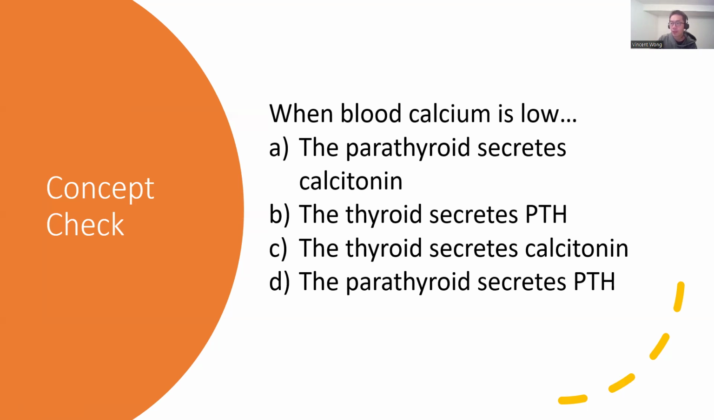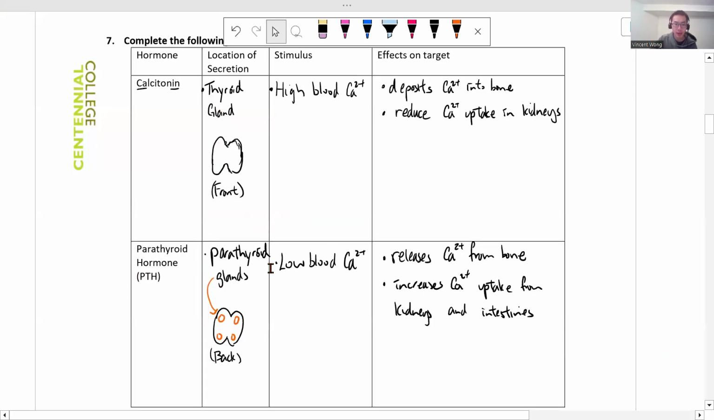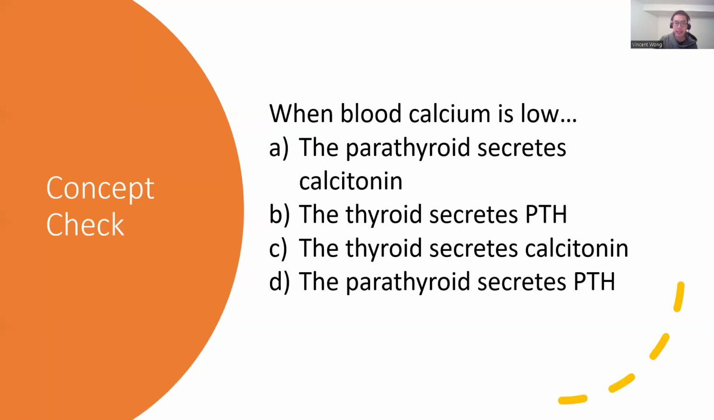Okay, all you have to do is look at the chart. Low calcium, stimulus means trigger, right? So low calcium is going to trigger PTH to be released. So the answer is D. The parathyroid secretes parathyroid hormone, PTH. Let's do one more.